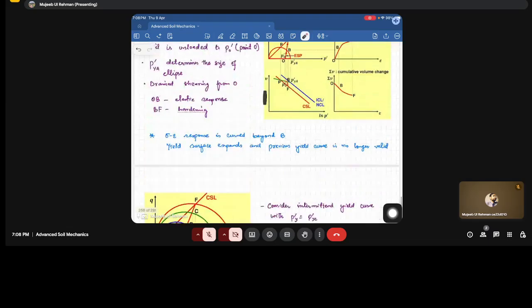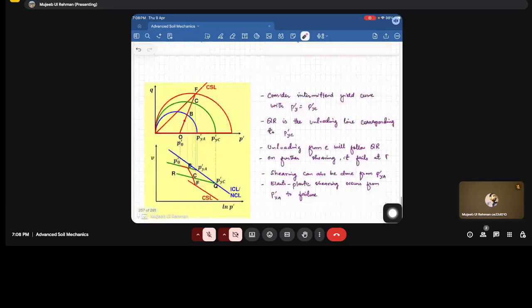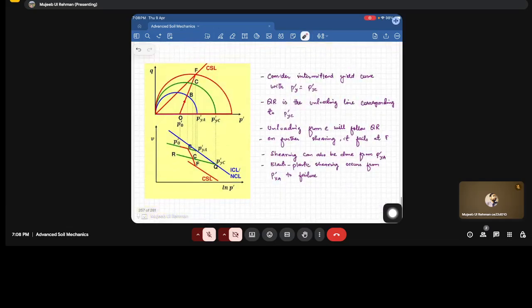There was a compression, correct? This part was there, compression, and this is a plastic compression or plastic strain. So what will happen? It will cause a compression in the soil. That's where our state will change from here to here. So this amount of compression that has occurred in the soil is due to the increase in the stress from P'yA to P'yC.